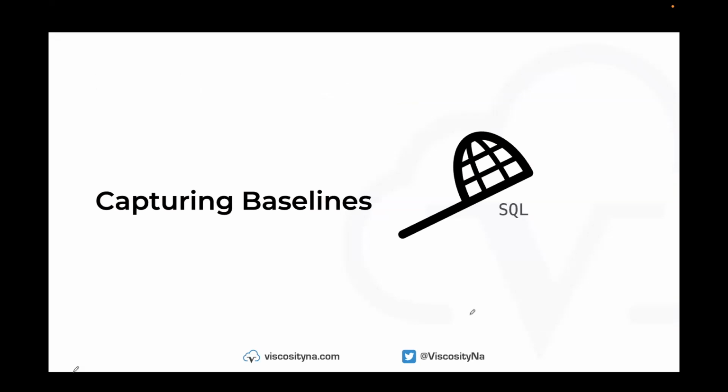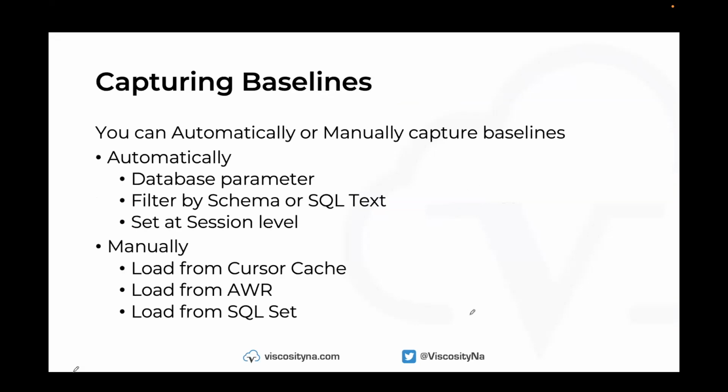Okay, so let's capture some baselines and get moving down this path. You can automatically or manually capture baselines. Automatically is using the database parameter. You can filter using that parameter, right? So just because you've turned on a parameter, say at the database level, that doesn't mean you have to capture every SQL statement in your system. You can actually set filters for this process to not capture everything.